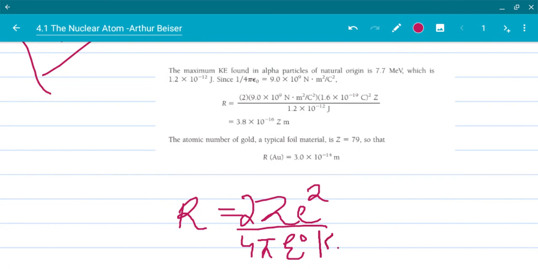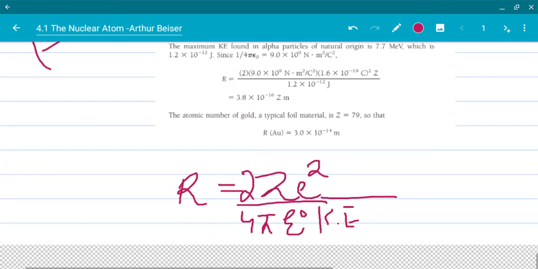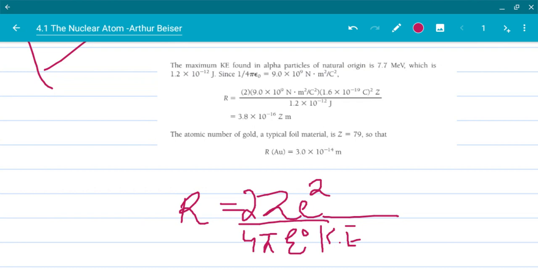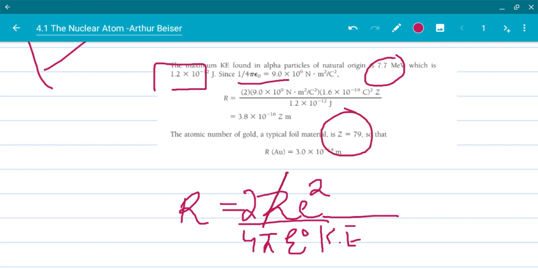And here we have your kinetic energy. We know that the kinetic energy of alpha particles of natural origin has a maximum value of 7.7 MeV, which can be converted into 1.2 × 10⁻¹² joules. We know the value of 1 over 4πε₀, and we also know the atomic number of the atom in discussion here. So we know this, this, this, and this. We'll plug in all of these values and we'll find the distance of closest approach.